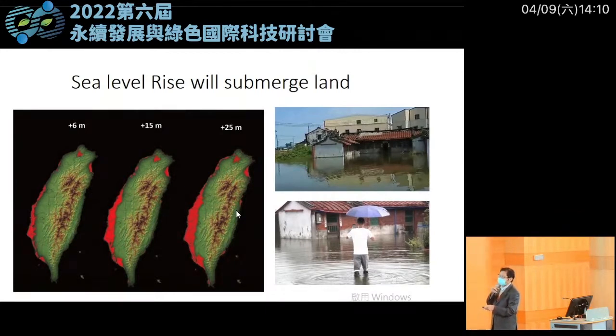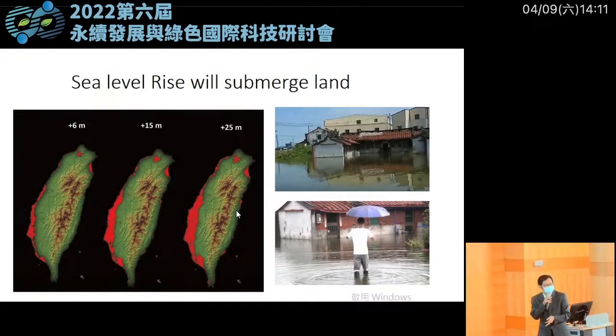With a rise of 6 meters, some places will disappear. If you have time, maybe later you can visit our center. In our center, the first view is a picture. This picture shows 6 meters, 15 meters, 25 meters, and more, and many places will disappear in Taiwan. In fact, the picture was made 6 years ago by the dean of our center, Chen Sixiong. I think this first issue is really important for us.